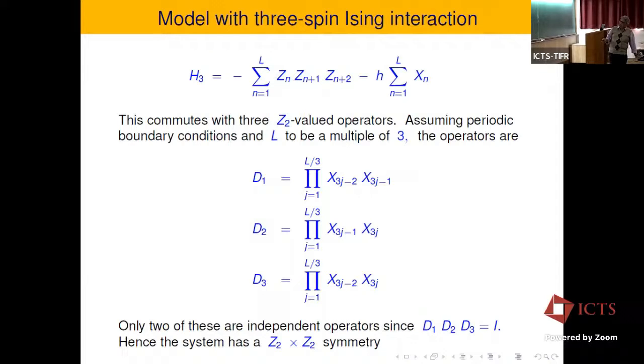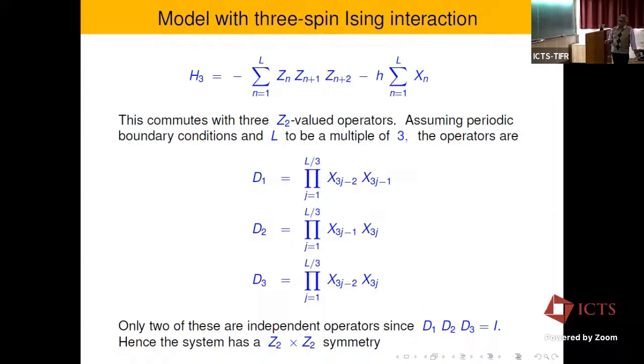Similarly, you can take a product D2 which runs over, so maybe this runs over the sublattices A and B, this runs over B and C, this runs over A and C. So these are all Z2 variables. You can check that these commute with this Hamiltonian. Now, these 3 are not independent of each other. The product of these 3 is identity matrix.